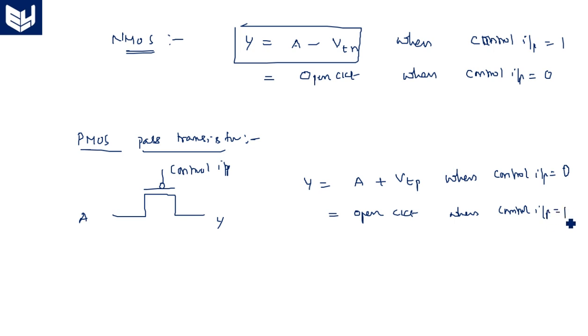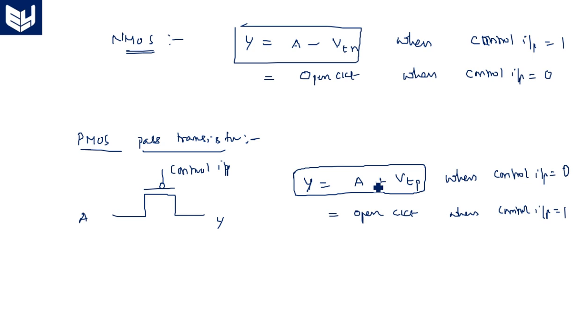when control input is 1. When control input is 1, what happens? The transistor is open circuited. PMOS on-off conditions are different from NMOS on-off conditions. So we have to understand one thing: when the control input is equal to 0, then Y is equal to A plus VTP.